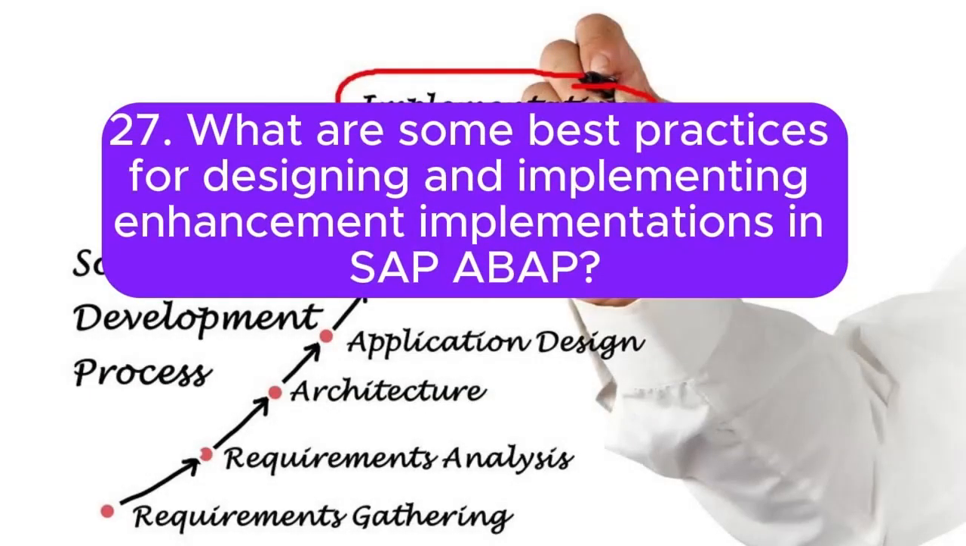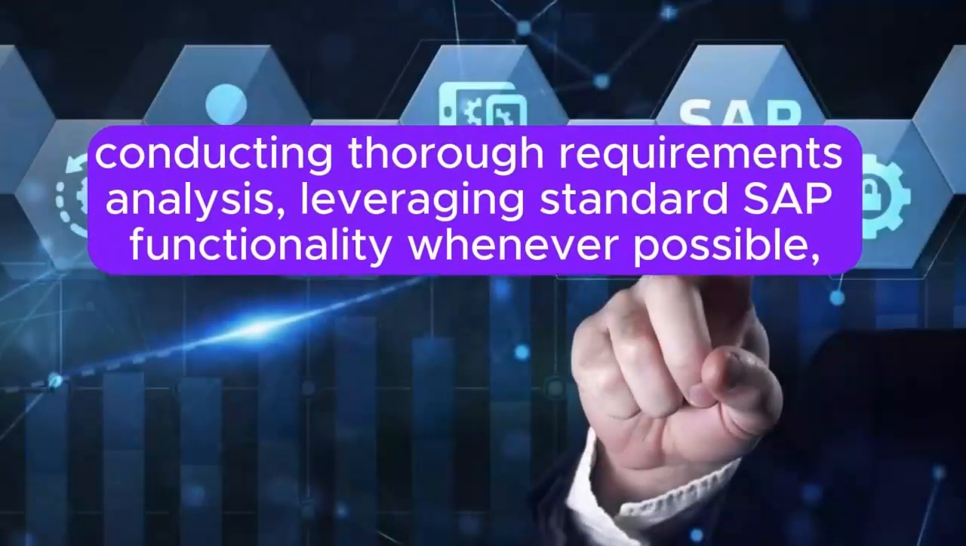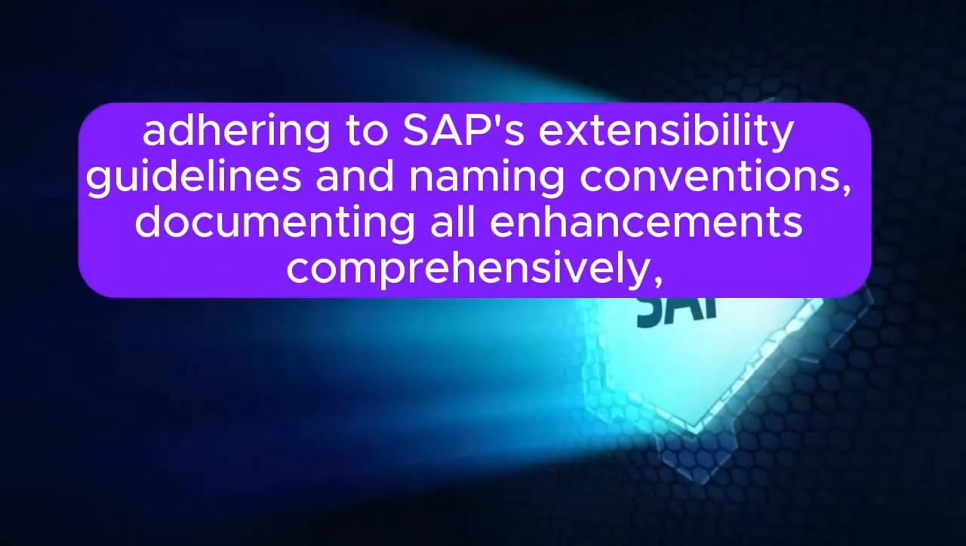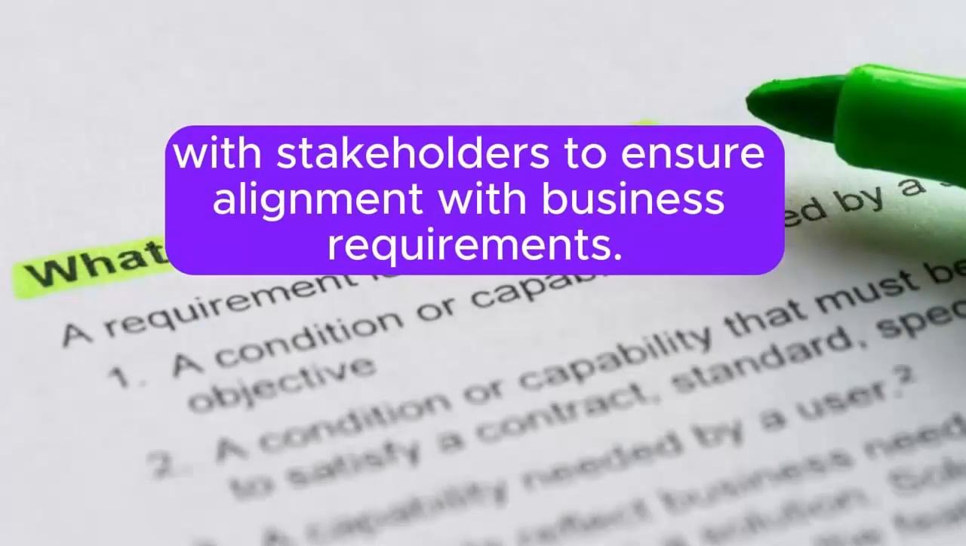27. What are some best practices for designing and implementing enhancement implementations in SAP ABAP? Answer. Some best practices for designing and implementing enhancement implementations include conducting thorough requirements analysis, leveraging standard SAP functionality whenever possible, adhering to SAP's extensibility guidelines and naming conventions, documenting all enhancements comprehensively, testing enhancements rigorously across various scenarios, and collaborating closely with stakeholders to ensure alignment with business requirements.